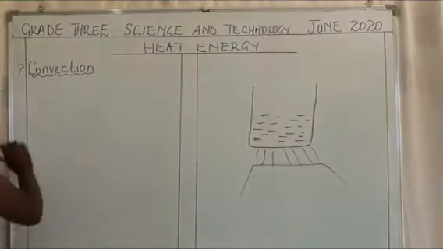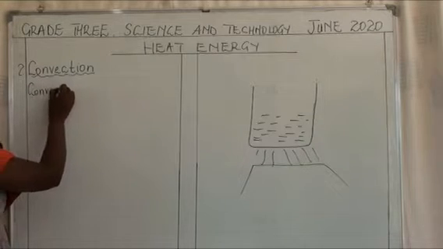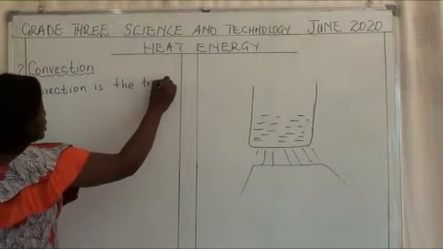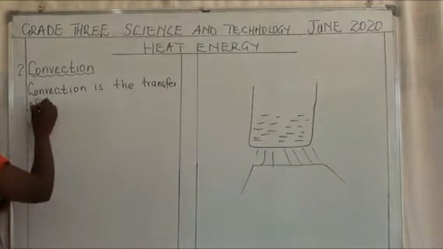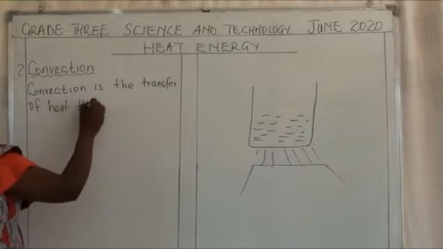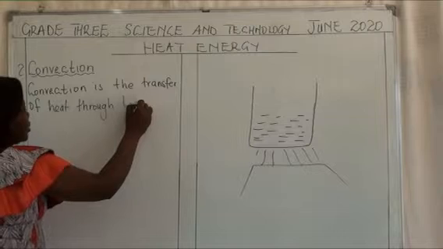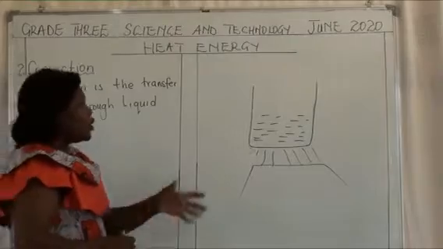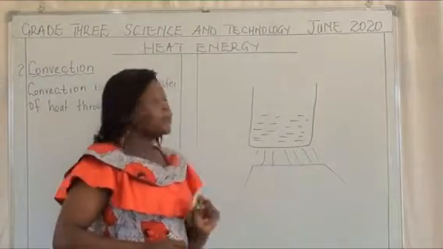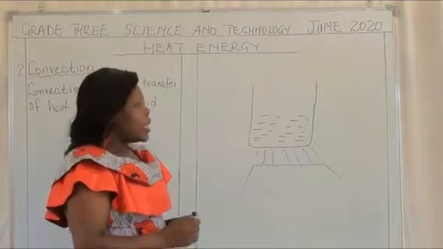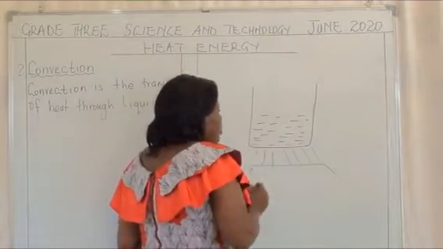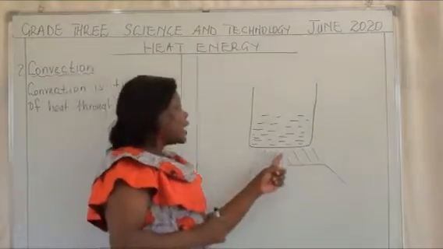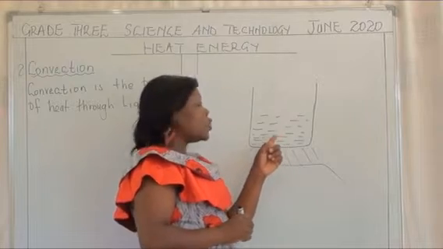I have said convection is the transfer of heat through liquid. Now, how does this happen? When you put water in a sufuria, then the heat is on. The water in the sufuria, at the point you put it in, is cold water, very cold. The heat will heat up the sufuria, which will then heat the water.